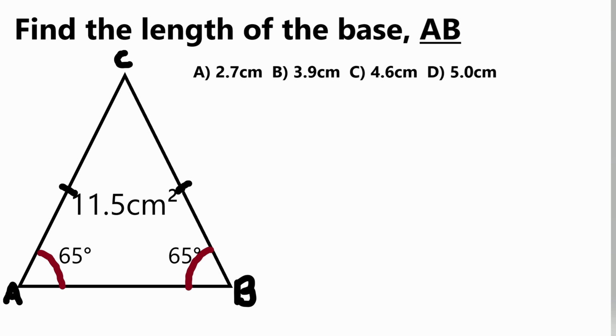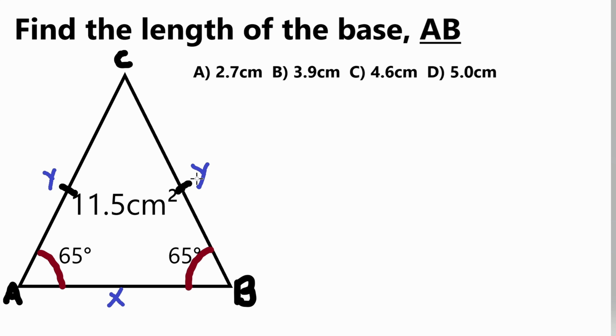The first thing I'm going to do is call the AB side length X. Then I'll call the rest of the side lengths Y, because these two are the same side length, so I can just call both of them Y, and that should work. And now let's do some math.